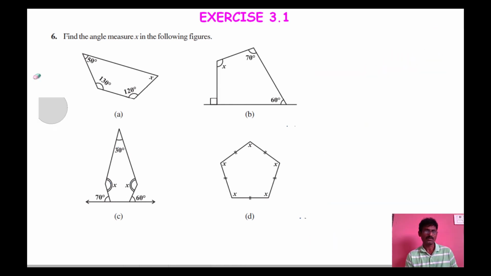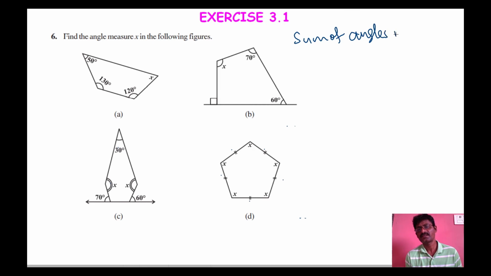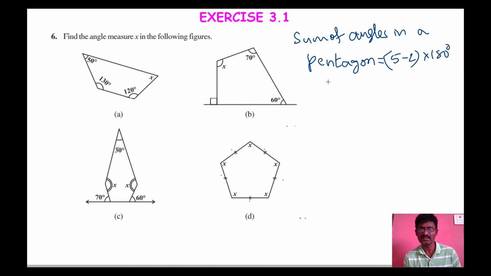Let us go to problem D. You see all the angles are equal and all those angles are equal to x. And this is a 1, 2, 3, 4, 5. This is a pentagon. So, sum of angles in a pentagon, angles in the sense interior angles, we know that is equal to 5 minus 2 times 180 degrees. So, 5 minus 2 means 3. This is equal to 3 times 180, which is equal to 540 degrees.